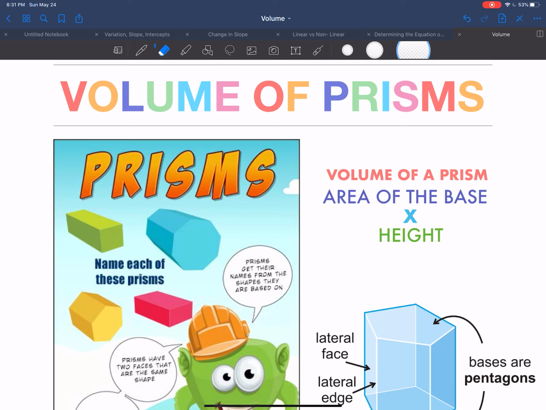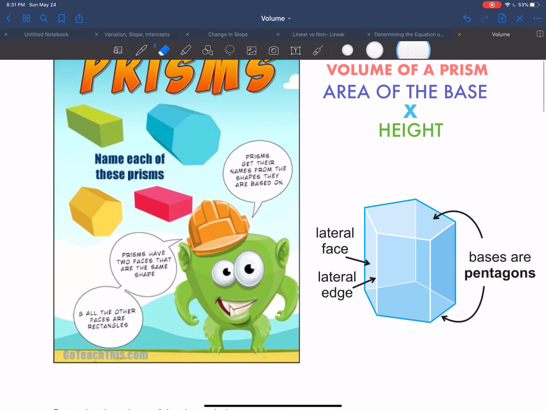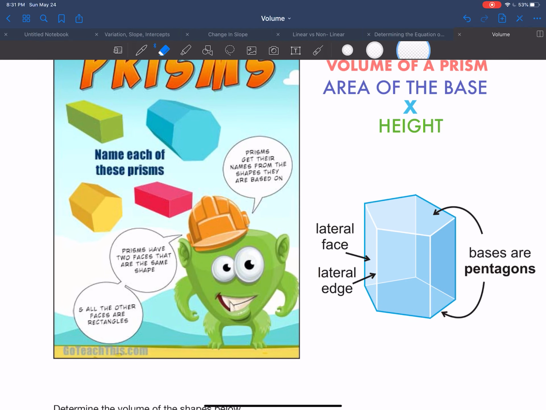Okay, so this week we're talking about the volume of prisms and pyramids. A prism looks like this. We have some examples here. So we have two parallel sides, and whatever that side is, that's the name of the prism. So this would be a square-based prism. We have two squares. This would be a rectangular-based prism because you have two rectangles, and so on.